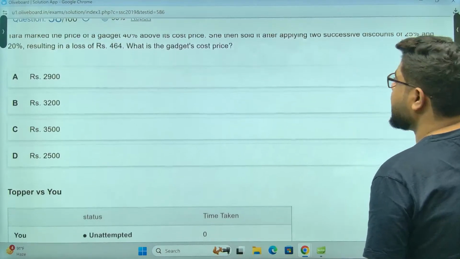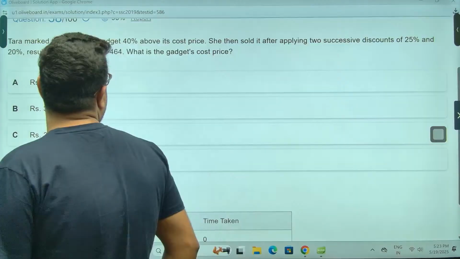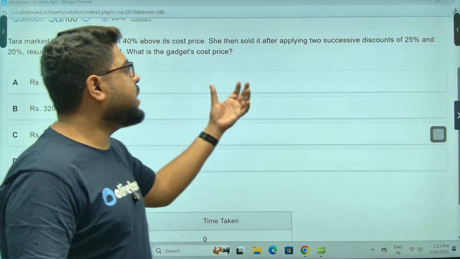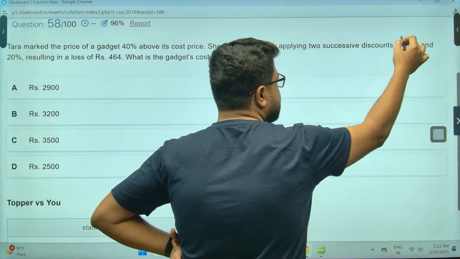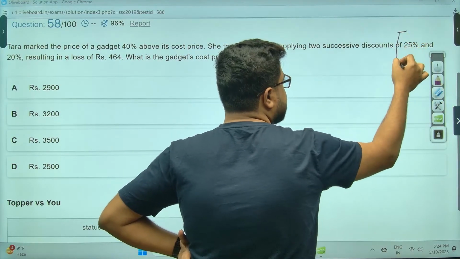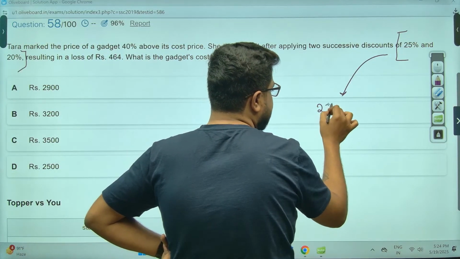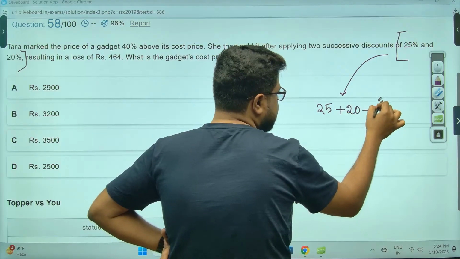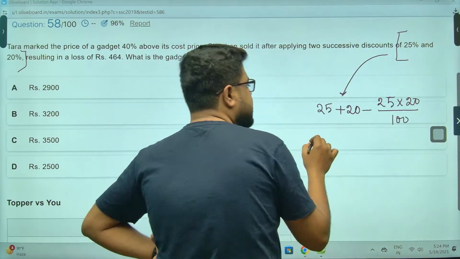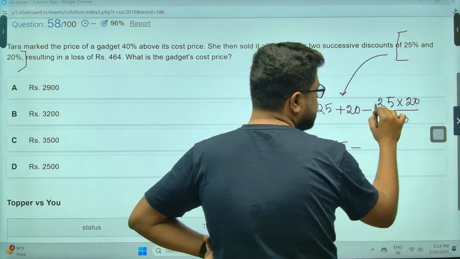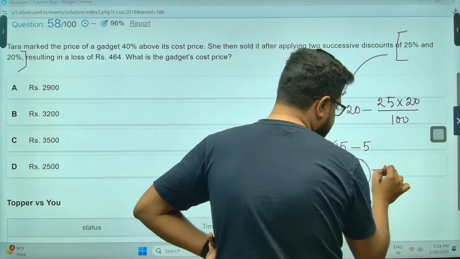Chalo, sir. Tara marked the price of a gadget 40% above the cost price and then applied two successive discounts of 25 and 20. So total net discount will be how much, sir? Let's use AB theorem, sir. AB theorem is saying A plus B minus A into B by 100, sir. Right, sir? So this is 45 and this is 500 by 100, that is 5. So net 40% discount Tara had given.